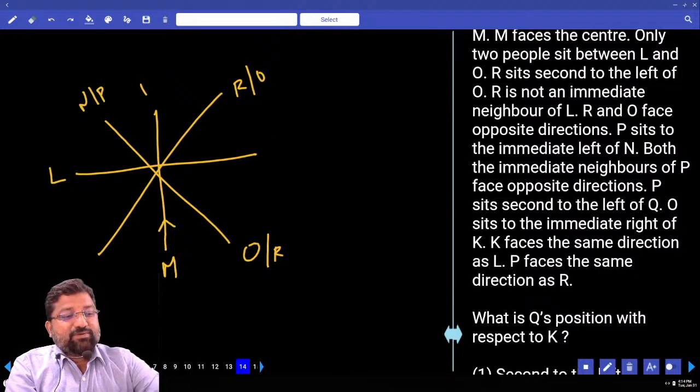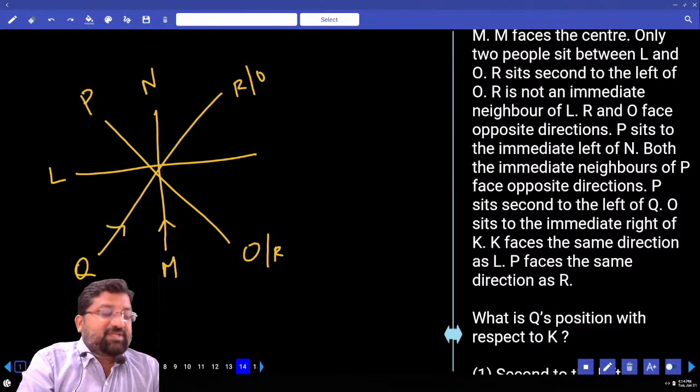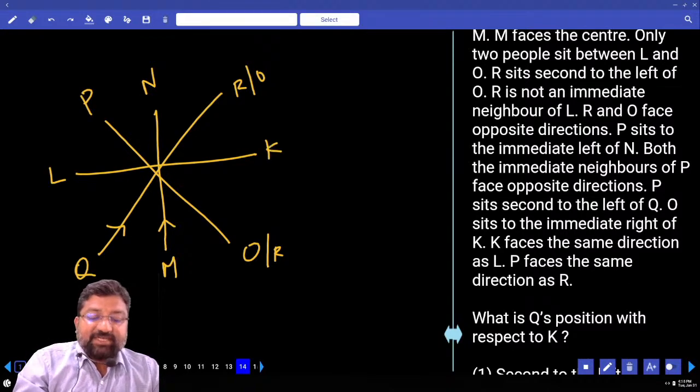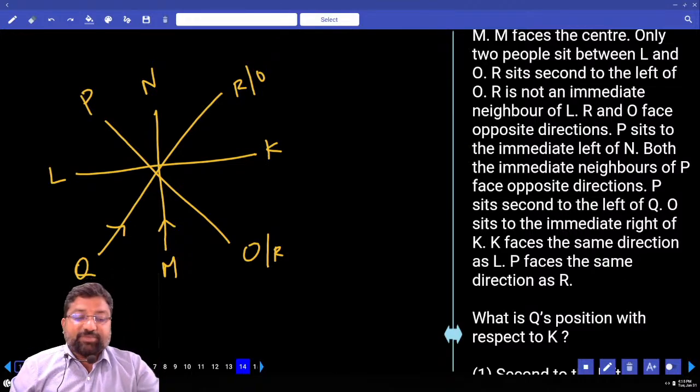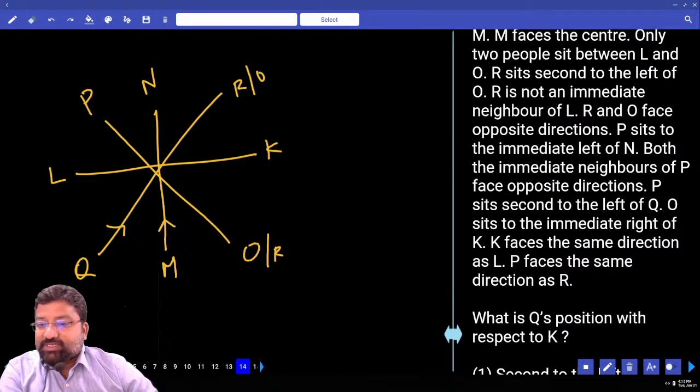At this point, the whole story will change. Definitely this has to be P and this has to be N. And this is Q. P sits second to the left of Q. And 100% guarantee this is K. O sits to the immediate right of K and I am not yet sure. Next, read.